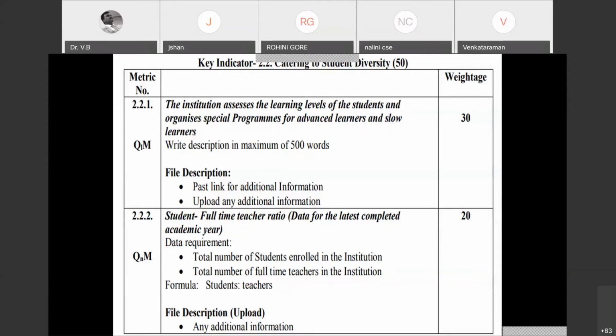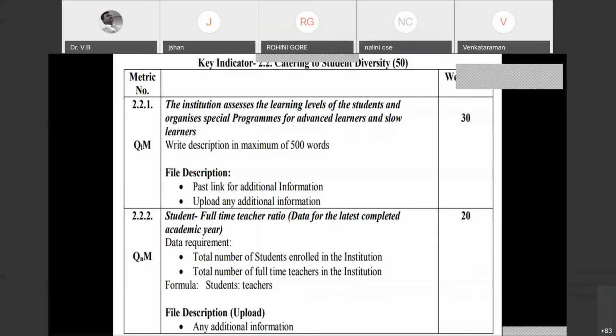Once again, it is qualitative, and in the file description, it is given as not passing, it is paste the link for any additional information. Once you give this, then the DVV may ask you for the list of slow learners. And if you say in your description that we are arranging coaching classes for the slow learners, then the NAAC may ask you for the timetable for this coaching class. So that is how they verify it. It is a qualitative matrix.